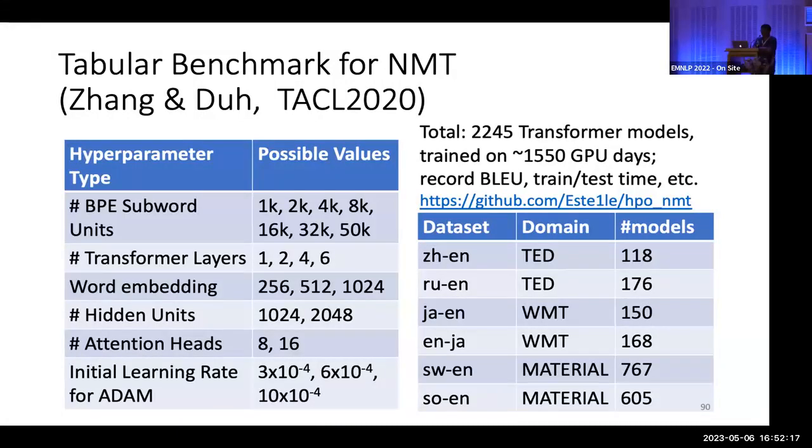For example, when we did this, BLEU was pretty standard, but then quickly COMET became very popular in the evaluation of MT, right? So that is one disadvantage of these tabular benchmarks: it is a static benchmark. Once you've done it, that's it.